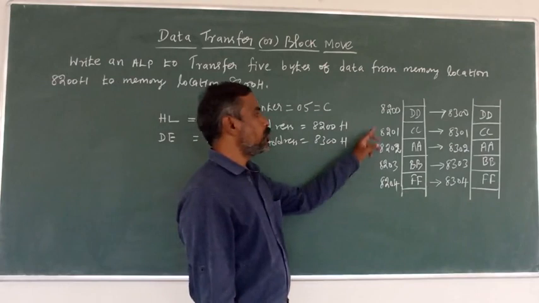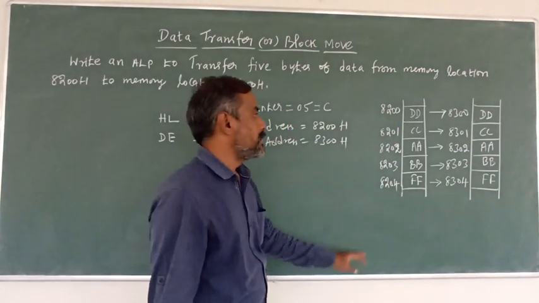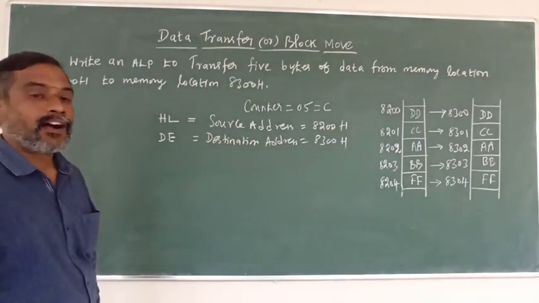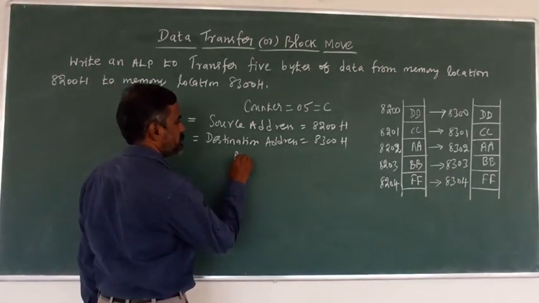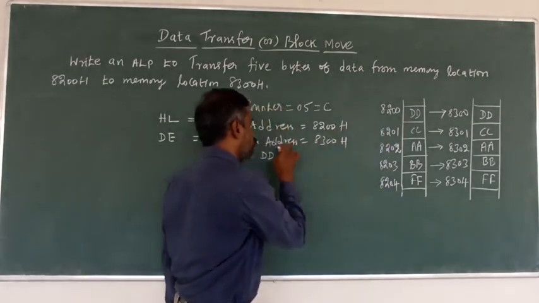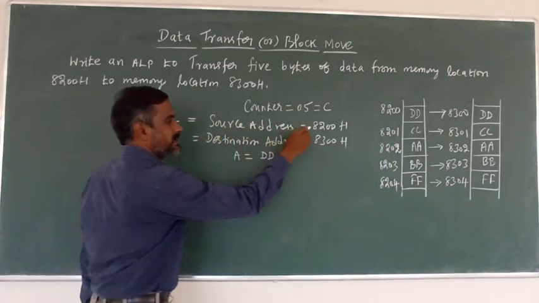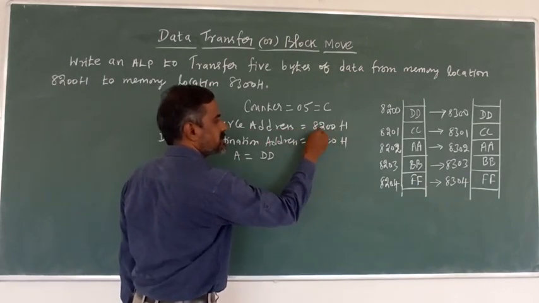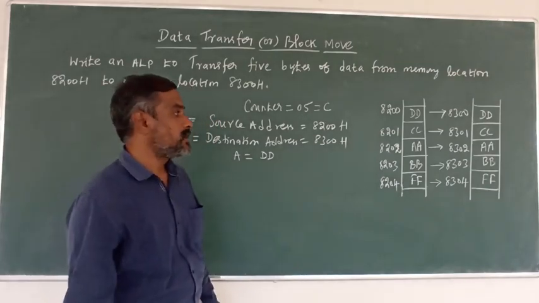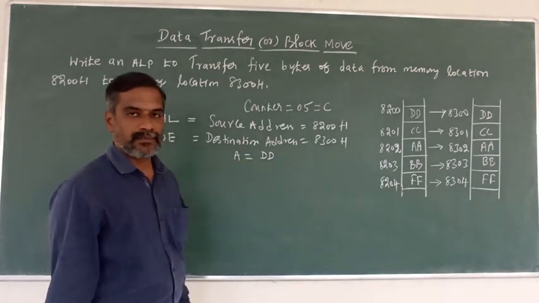First we load the data at address 8200 and move it into the accumulator. Now the memory data DD is moved to the accumulator. Which memory? The HL register pair address. This is the L register and this is the H register; these two represent memory. Now the memory data DD is moved to the A register.